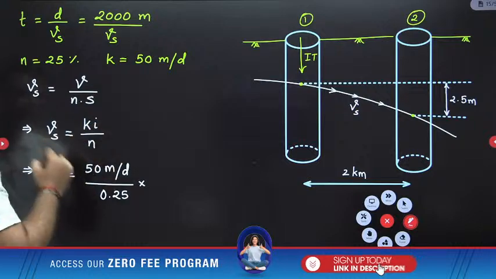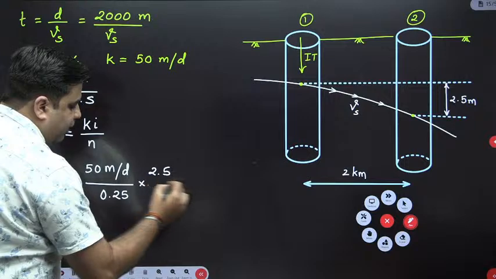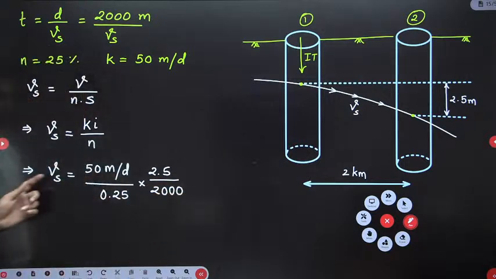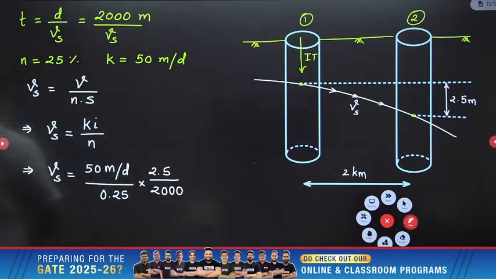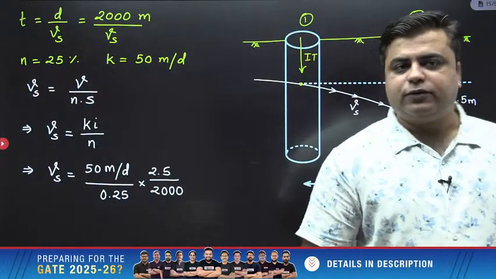Hydraulic gradient I will write down as head loss, 2.5 meter, divided by length of flow, which is 2000 meters. So this is your seepage velocity. Please calculate this seepage velocity and tell me what will be the answer.